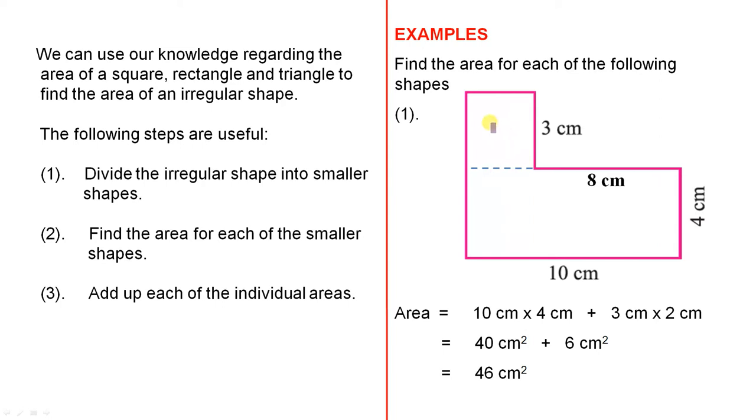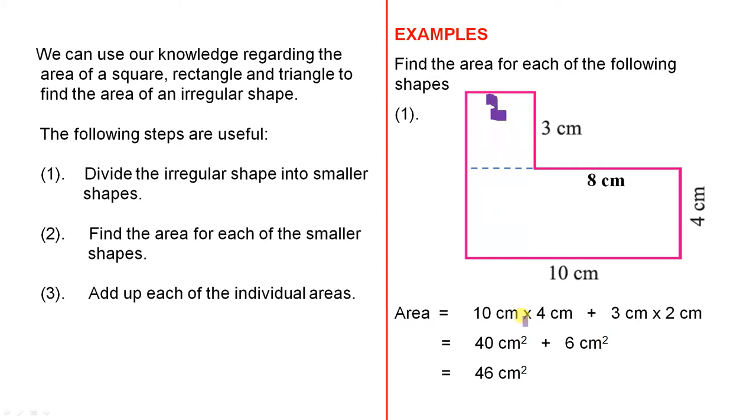Let's work out the measurements for this one. We already have 3 centimetres here, so what's this side there? Well, if that total length is 10 centimetres, and this one is 8, 10 centimetres minus 8 centimetres gives us 2 centimetres. So we have 2 centimetres there. So now we have all the measurements we need.